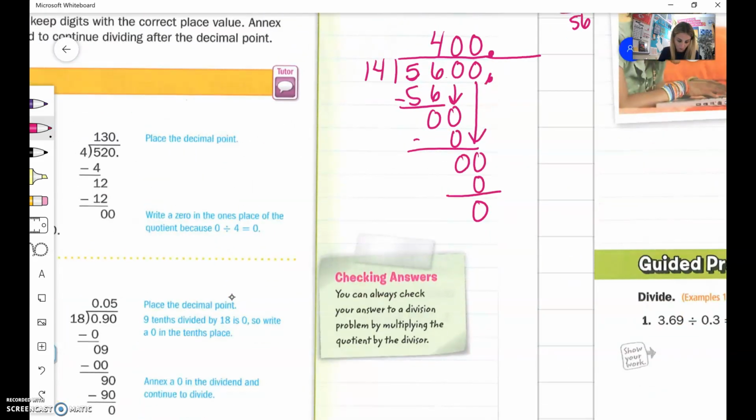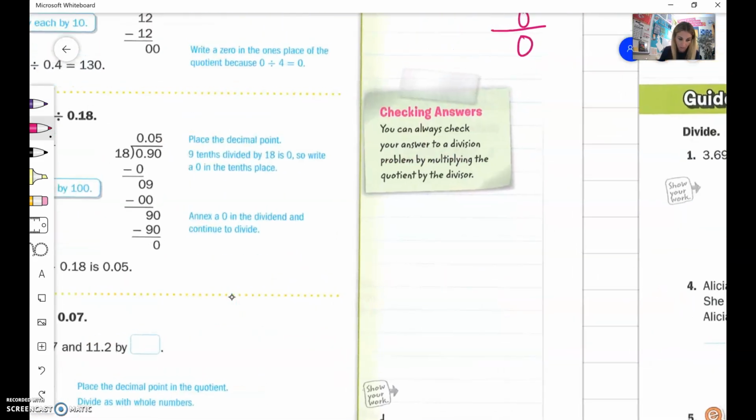Okay. We're going to do F. F is 0 and 4/10 divided by 25. So let's take a look. So 25 divided by 0 and 4/10. Now this is where we're going to have to annex some zeros. Do I have a whole number out here? Yep. So I'm just going to move my decimal point up. I'm going to ignore it.